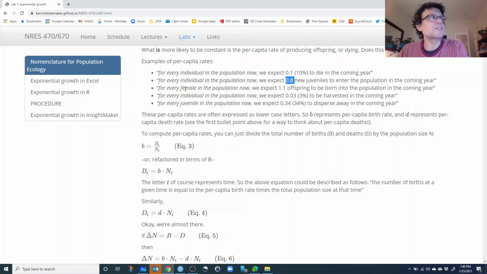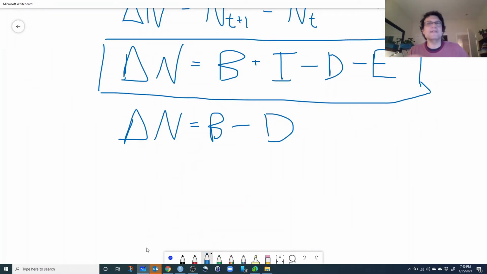Here are some more examples. For every female in the population now, we expect 1.1 offspring to be born into the population in the coming year. For every individual in the population now, we expect 3% to be harvested in the coming year. So we can even think of per capita harvest rates, for instance. For every juvenile in the population now, we expect 34% to disperse away in the coming year. So we can even think of immigration and emigration using per capita rates. It generally makes sense to think about per capita rates rather than the total number of individuals leaving or entering the population. So let's go back to our whiteboard and start thinking now about per capita rates.